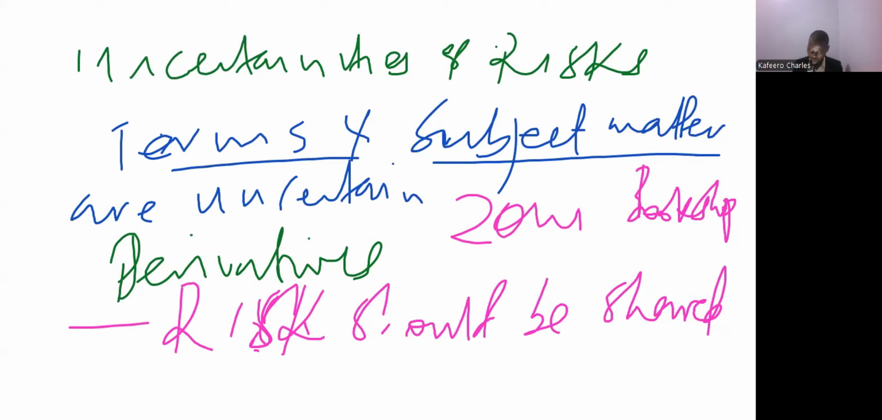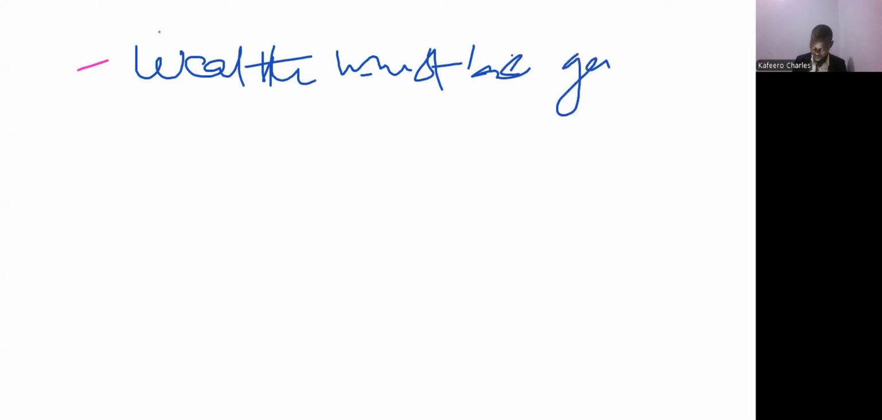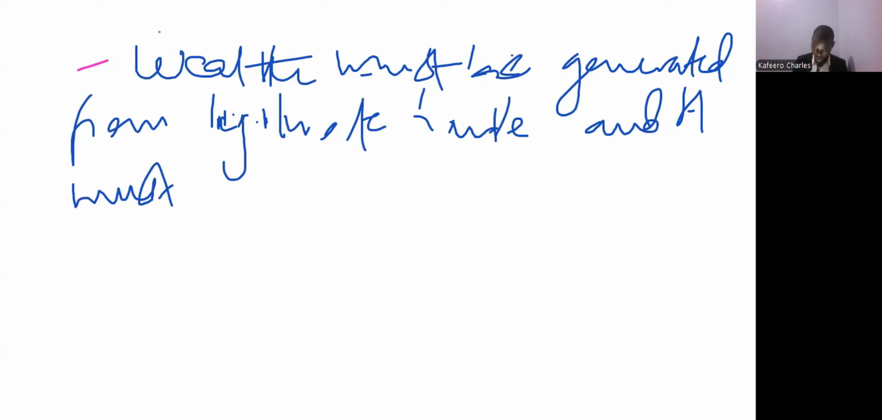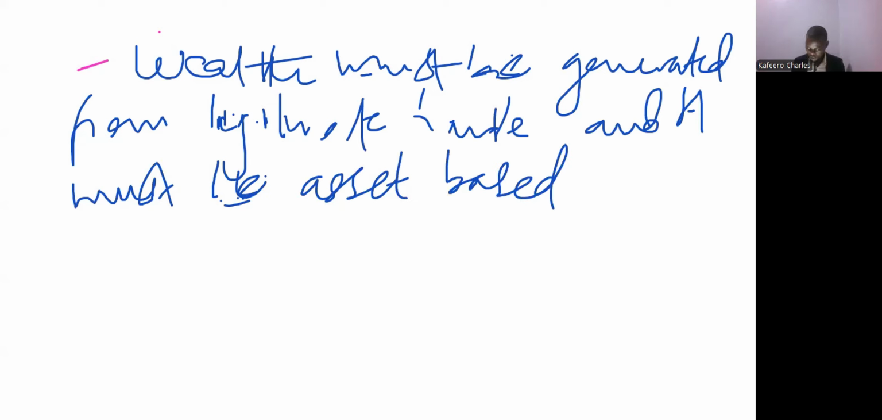Now, the last one that I want to look at is the other principle: wealth must be generated from legitimate trade, and it's supposed to be asset backed. It's supposed to be backed by an asset. So they are saying that wealth must be generated from legitimate trade, and it must be asset based. It must be an asset based investment.